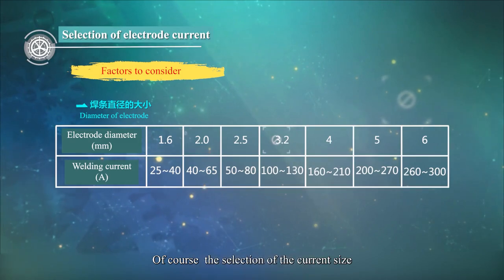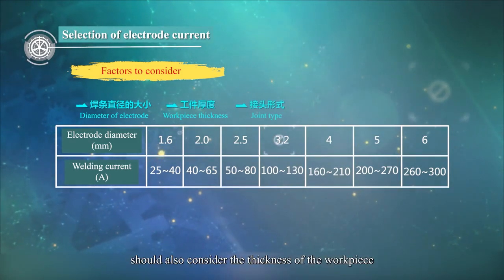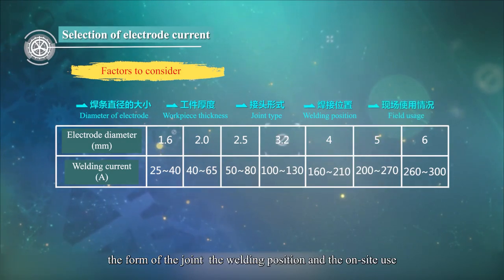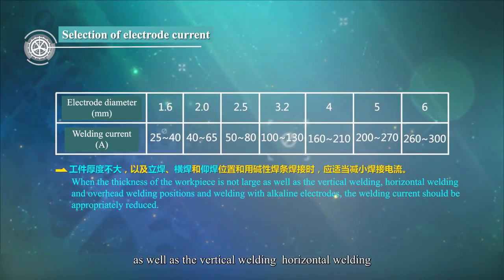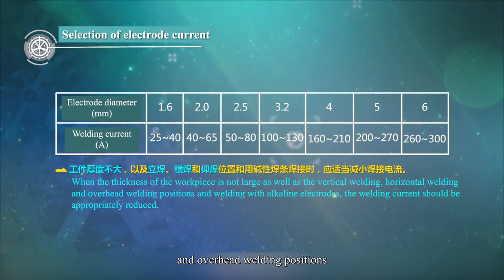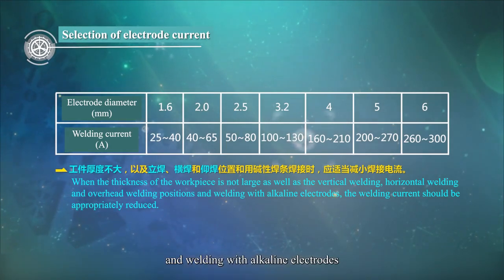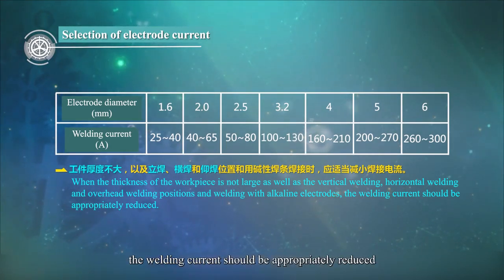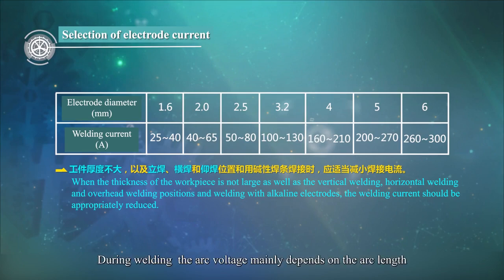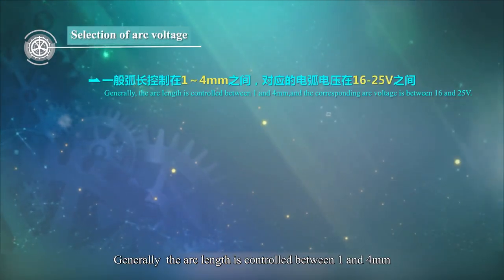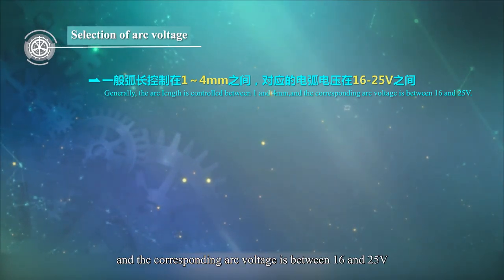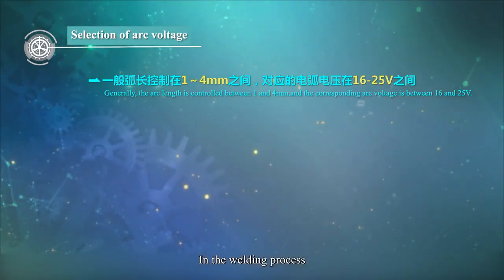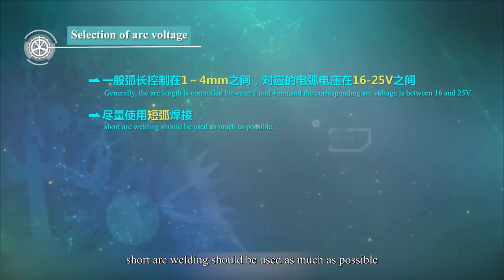Of course, the selection of the current size is also related to the thickness of the workpiece, the form of the joint, the welding position, and the site use. For thin workpieces, positions of vertical welding, horizontal welding, or overhead welding, and welding with alkaline electrodes, the welding current should be appropriately reduced. During welding, the arc voltage mainly depends on the arc length. Generally, the arc length is controlled between 1 and 4 mm, and the corresponding arc voltage is between 16 and 25 volts. In the welding process, short arc welding should be used as much as possible.